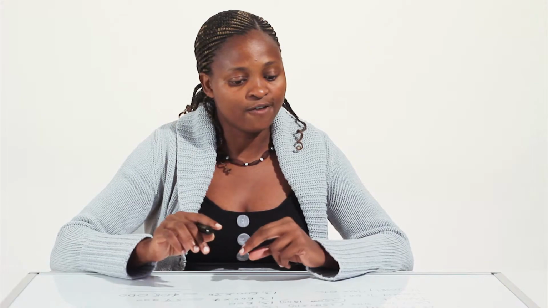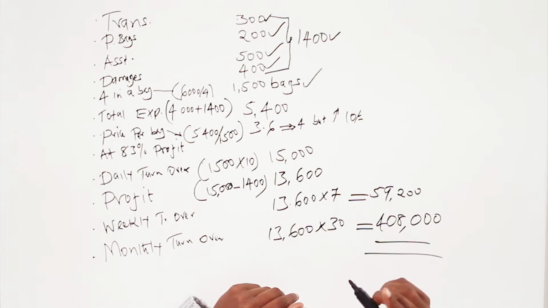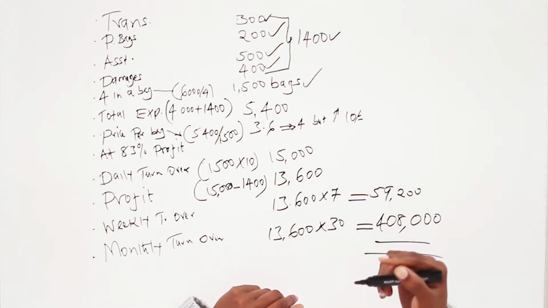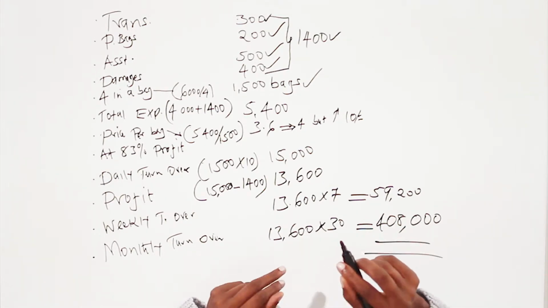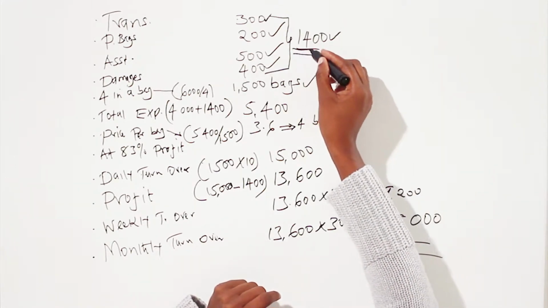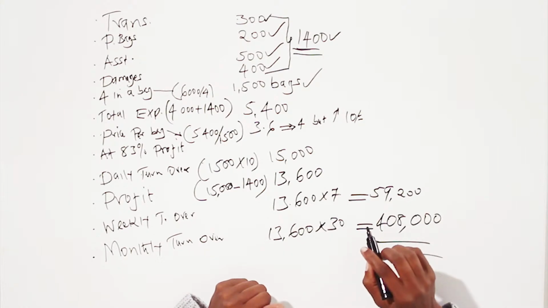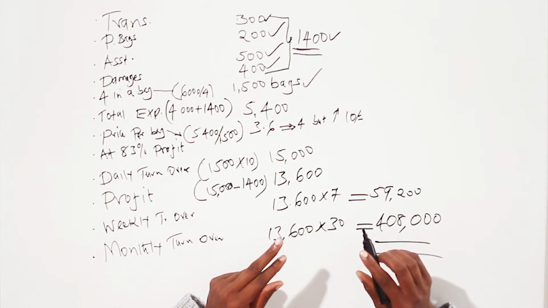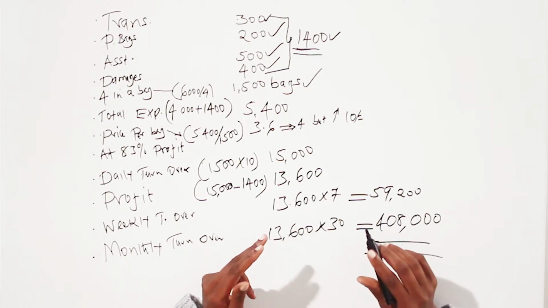Very good. Therefore, the total cost for Mama Mboga in this village would be the 4,000, which was the initial cost that she used to buy the 2 crates of tomatoes, plus the 1,400 other expenses which she incurred, and that gives us a total of 5,400 as our total cost.